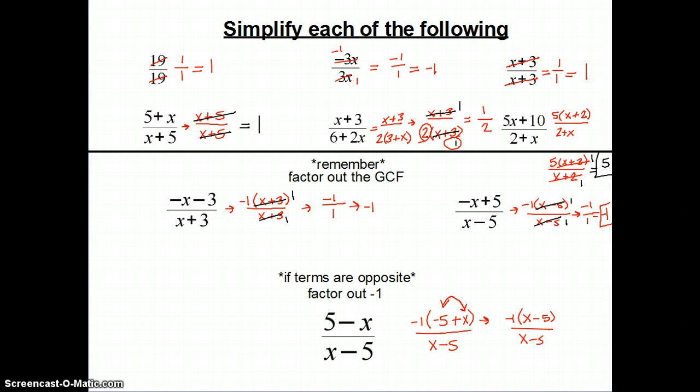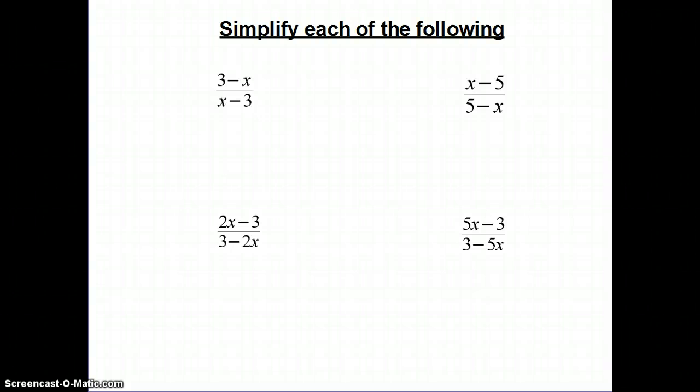And now I identify a common factor between the two. I see x minus 5 repeated in the numerator and the denominator, so I may cancel those out, leaving me with simply the negative 1 that's on the top. Let's go ahead and practice this a couple more times.